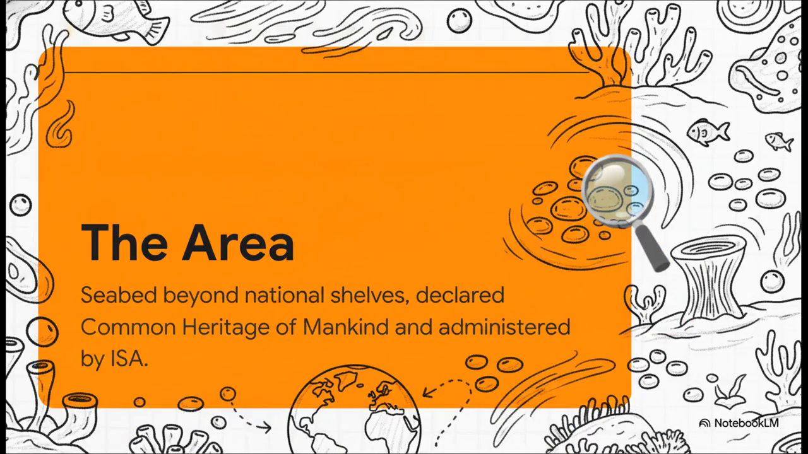Finally, we reach the deepest, most remote ocean floor, the seabed that lies entirely beyond any country's national continental shelf claims. This is legally known simply as the Area. Under the law of the sea, the Area is declared the common heritage of mankind. This is a really profound global justice mechanism. It's administered by the International Seabed Authority, and the entire goal is to ensure that the resources of the deep ocean belong collectively to all of humanity, rather than just being scooped up by the coastal states with the deepest pockets.